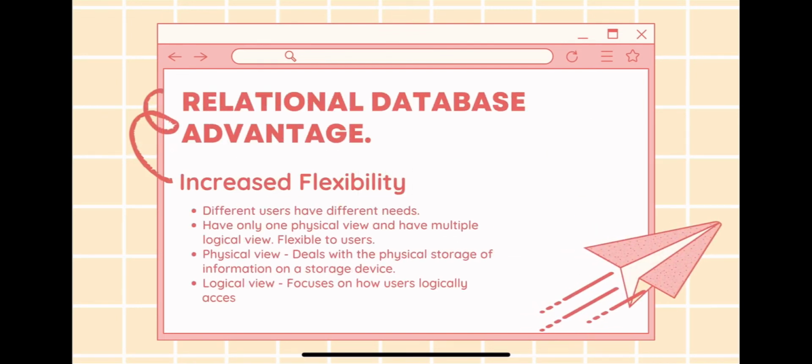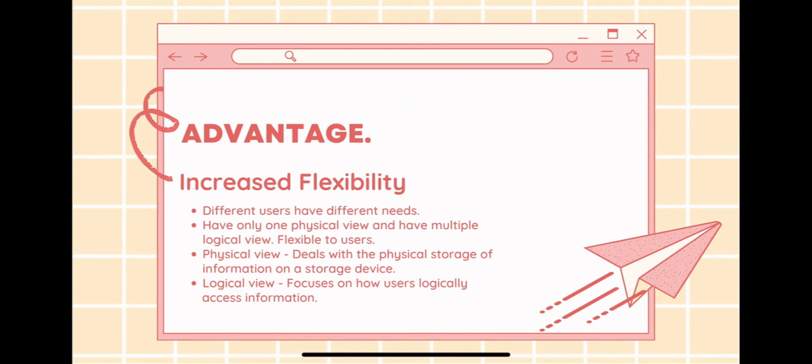Relational database advantages. The first one is increased flexibility. It means different users have different needs; there is only one physical view but multiple logical views. It's flexible to users. Physical view deals with the physical storage of information on a storage device. Logical view focuses on how users logically access information.